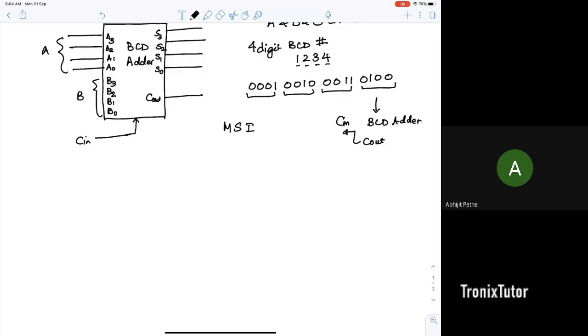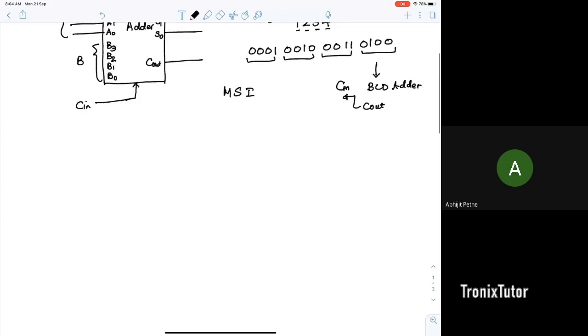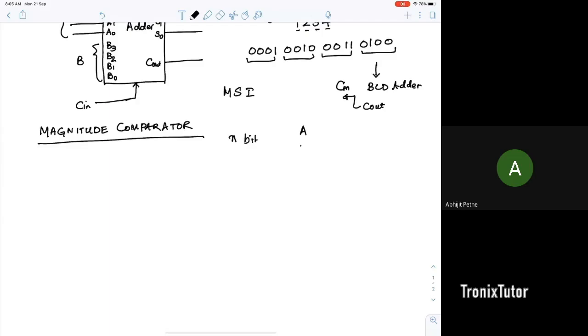Okay. So the next MSI chip that we're going to look at is known as a magnitude comparator. If I were to design an n-bit magnitude comparator, what do I want to do? I have two numbers, A and B, both of which are n bits.